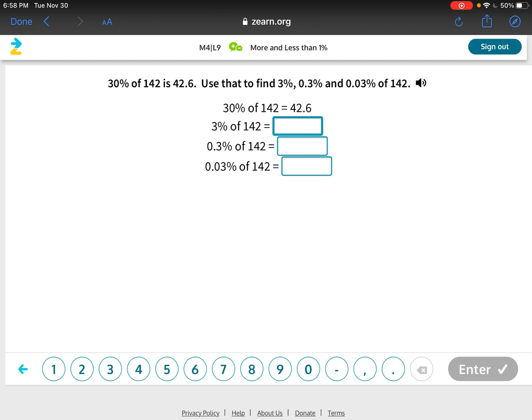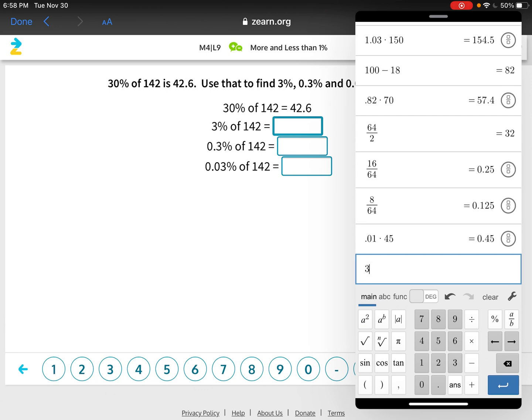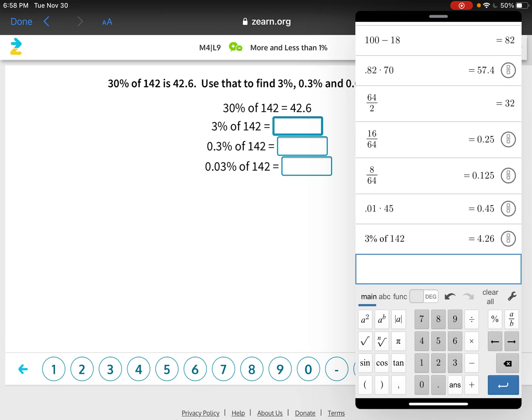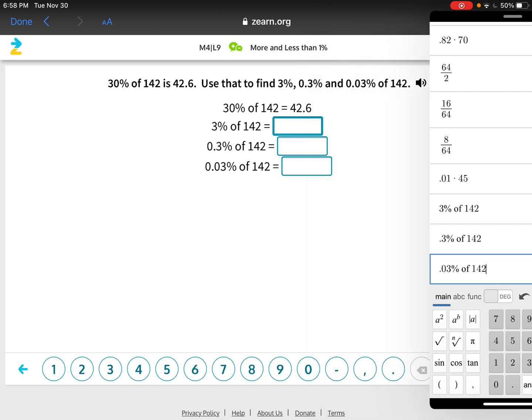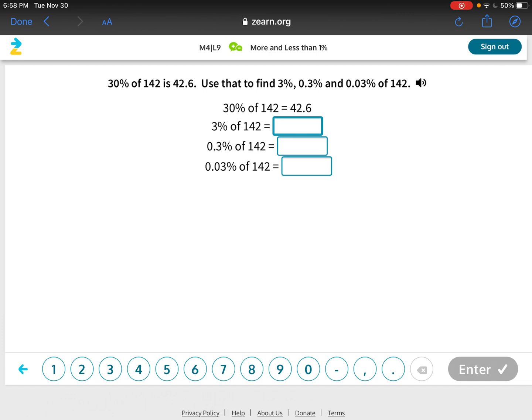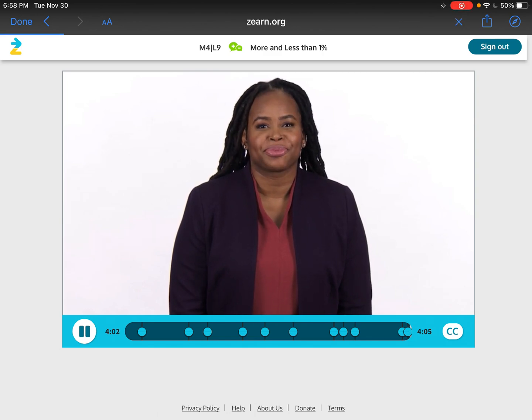Okay, and then here, like I said, you can go through and you can do 3% of 142, 0.3% of 142, and then 0.03% of 142, and get all of those answers. I just noticed that with each zero, we move one place to the left with the decimal. So instead of 42.6, I'm going to do 4.26. Instead of 4.26, I'm going to do 0.426. Then I need to do a 0 to fill in that extra decimal spot here. Keep it going in the Tower of Power.